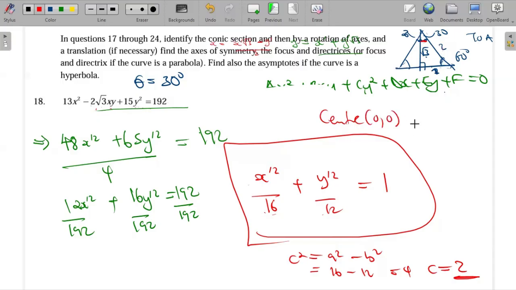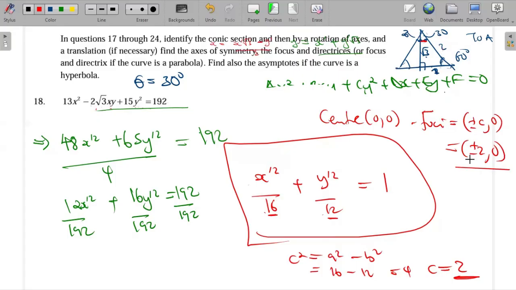So it means that our foci, this here is going to be, you're adding your bigger number, so the a there, which is greater than our b, it's in the x. So meaning you're going to say plus minus your c, and then comma 0. So plus minus 2 in short, then comma 0. So this is what you get to be your foci. That is in this axis.